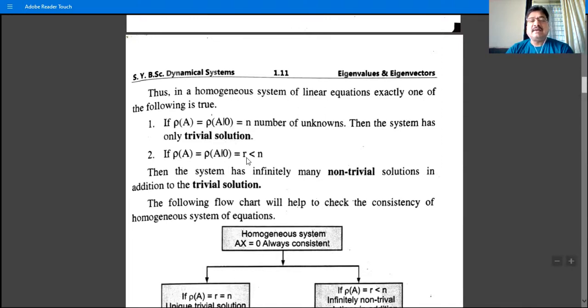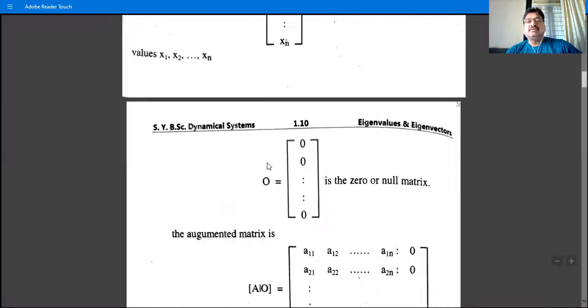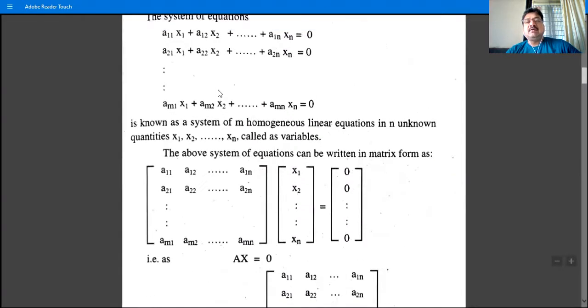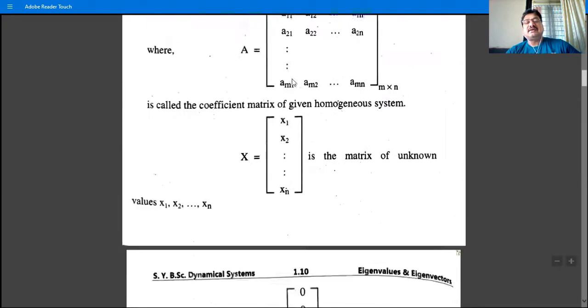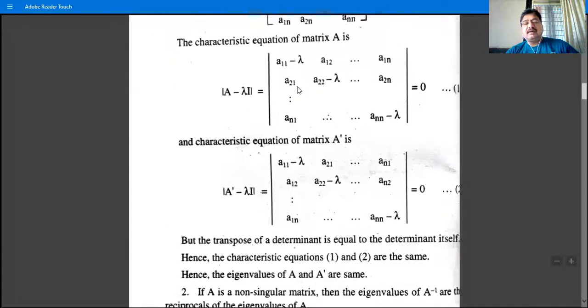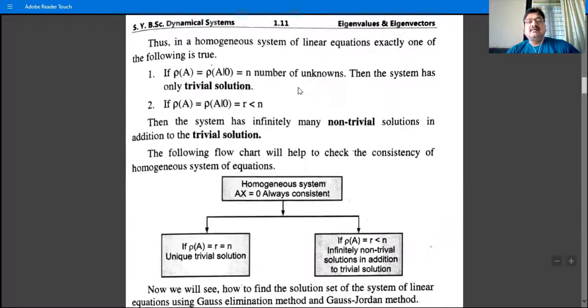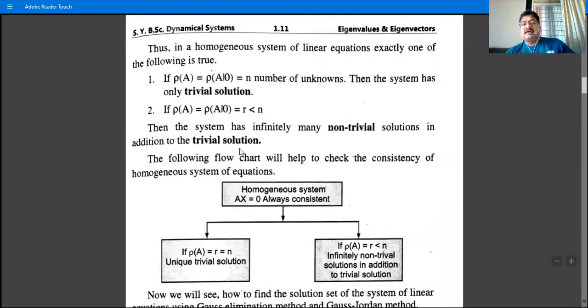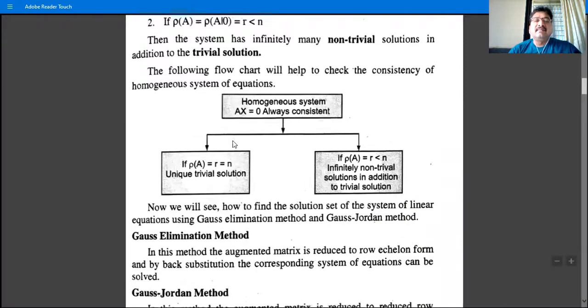And the system has infinitely many solutions, or non-trivial solutions, if rank of A is equal to rank of A0, which is equal to r, suppose, and is strictly less than n, the number of unknowns. What are the unknowns? x1, x2, ..., xn are called the unknowns. So if the rank of A and rank of A0 are both the same and strictly less than the number of unknowns, then the system has a non-trivial solution. So this is the data.